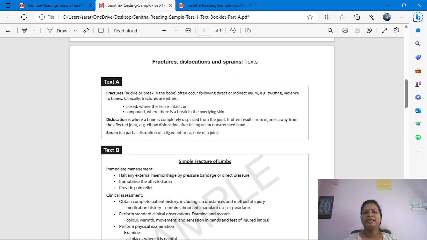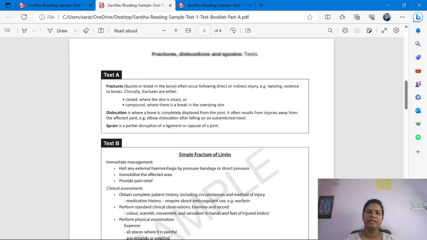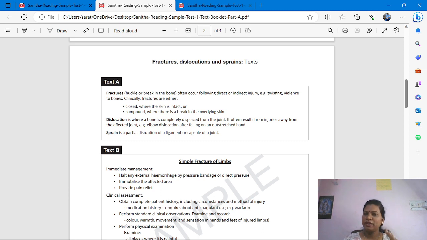Here, the title is Fractures, Dislocations and Sprains. This is text A. Here they have written the definition and types of fractures, and dislocation. What is dislocation and what is a sprain? As I told you, first you will get the question booklet. You have to get the information by opening the question booklet. Just relax, open the question booklet and just read the titles. Just the titles, and underline the titles.